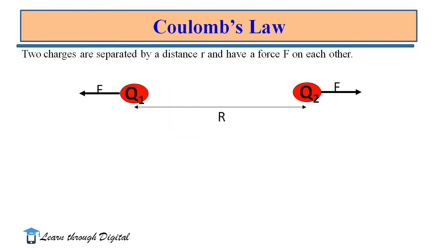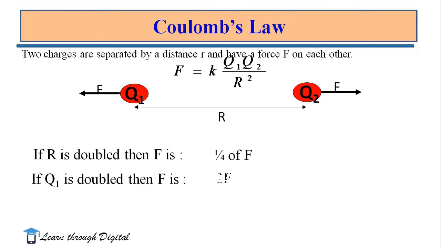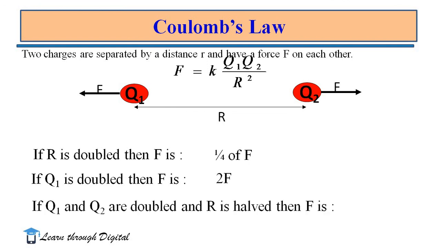We consider two charges Q1 and Q2 which are separated by a certain distance r and have a force F on each other. If r is doubled, then the force is 1 by 4th of F. If Q1 is doubled, then F is also doubled. If Q1 and Q2 are doubled and R is halved, then the force is 16F.